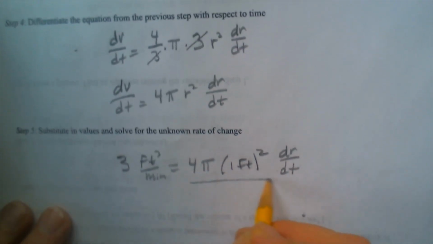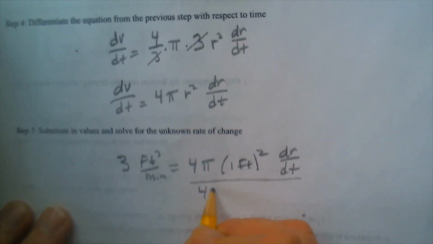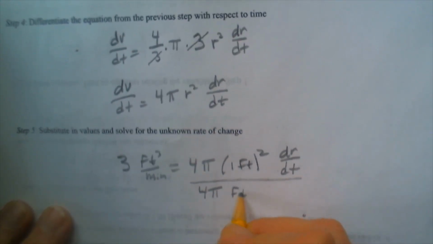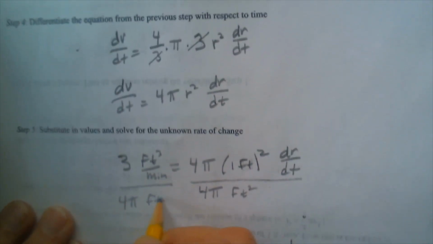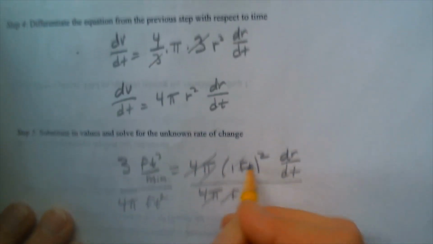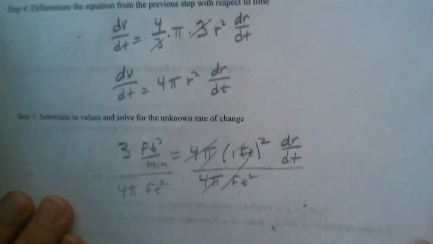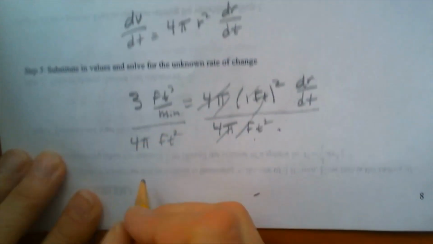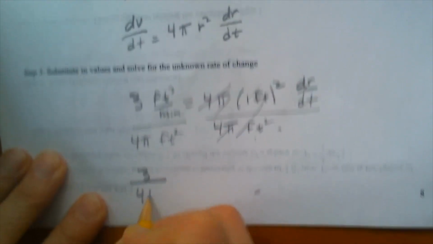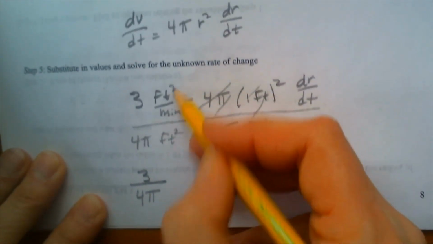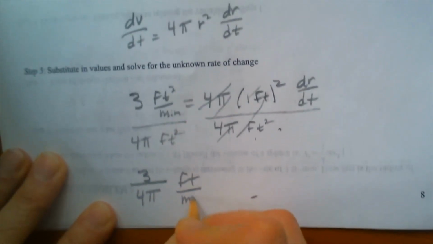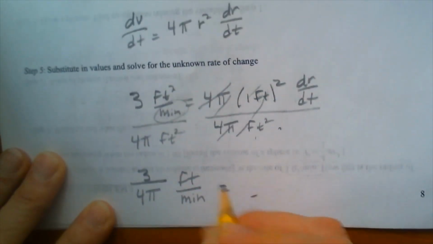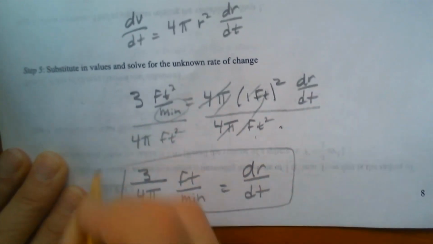So what we can do is divide both sides by 4 pi feet squared. And so what we're left with is our dr dt, 3 over 4 pi, and feet cubed over feet squared is just feet per minute. That minute stays, and then we have our answer dr dt, and that is the end of that problem.